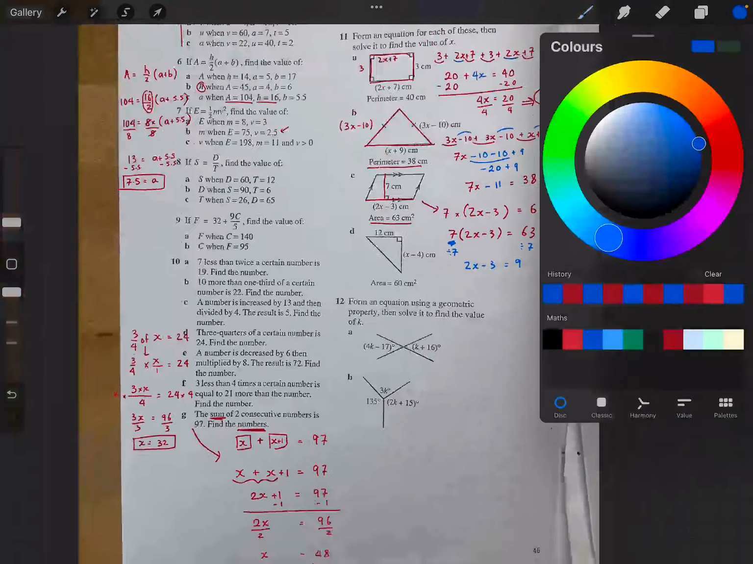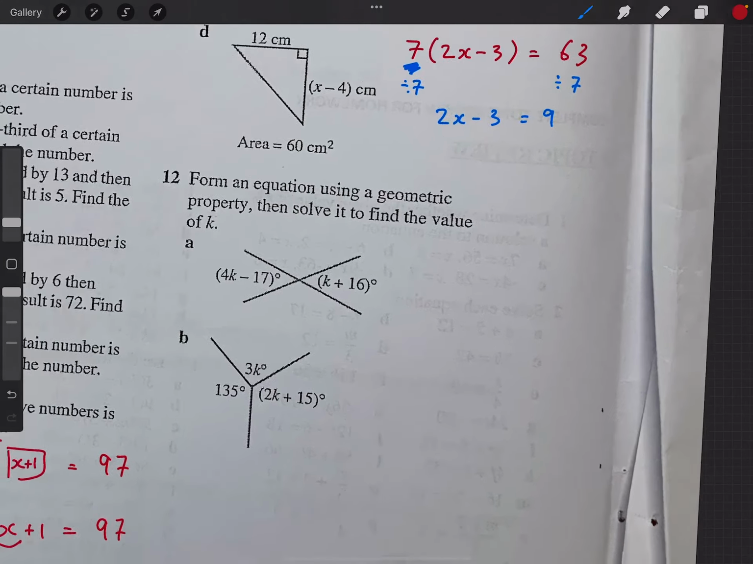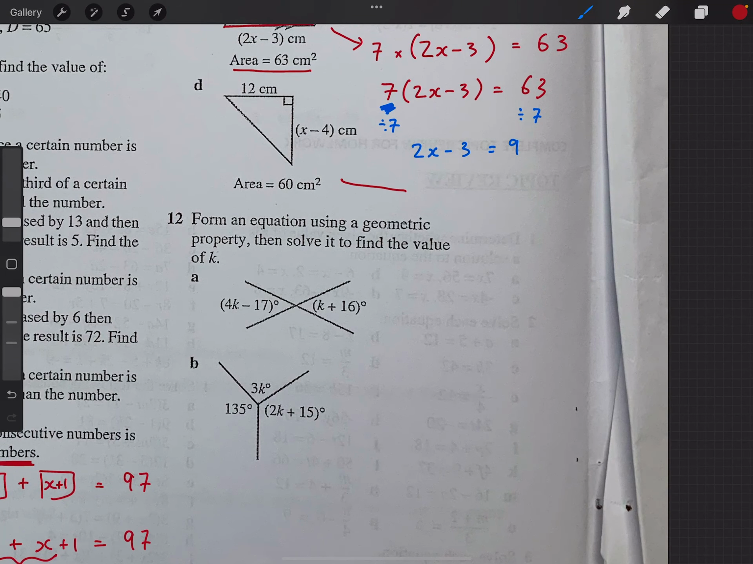Alright, last one. Okay, question D. We're given the area of a triangle. So to find the area of a triangle, we multiply the base by the perpendicular height, and then we divide it by 2. So the area is 60. Actually, let me just write. So we'd say 12 times (x minus 4) divided by 2 is equal to 60.